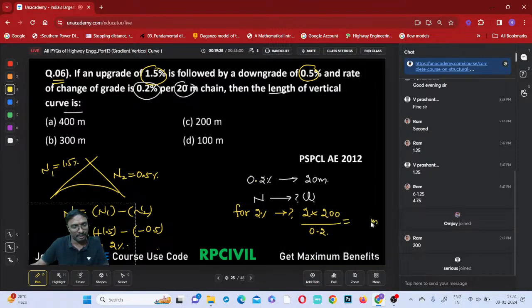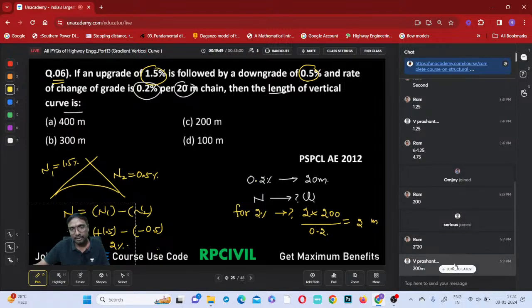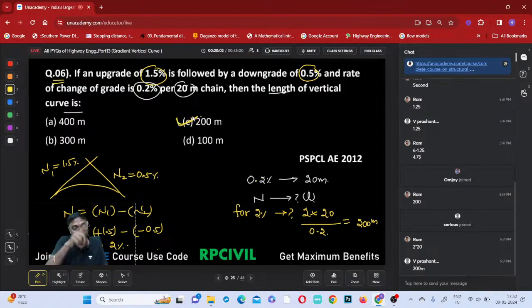How many meters does it come to be? Tell me. 200 meters, right? Sorry, how many meters will it be? 2 into 20 by this 0.2, 200 meters only, right? 200 meters you can say. Sorry, this is 2 into 20. Yes, correct. 2 into 20 by 0.2, 200 meters. Which one is the answer? Option C will be the correct answer now. So A, B, C, D, like that it is given, okay?